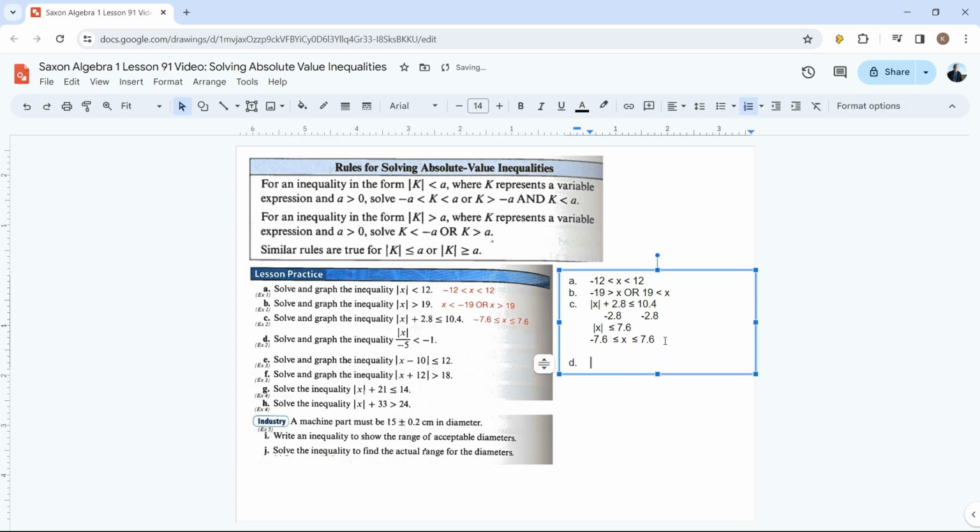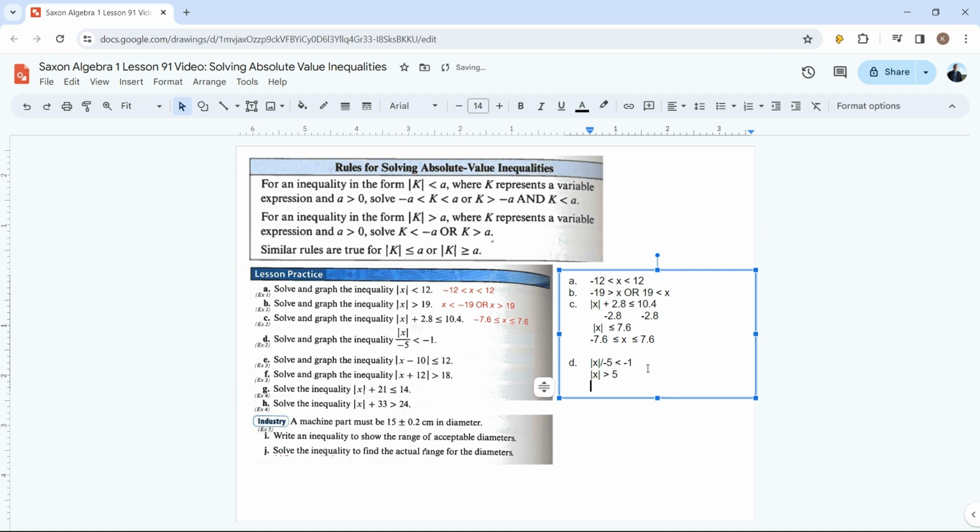Okay, in letter D, we need to solve and graph the inequality. Watch this. I have the absolute value of x over negative 5 is less than negative 1. I need to get x on a side by itself, so I'm going to multiply both sides by negative 5. When I do that, I'm multiplying both sides by negative 5, which flips the sign, so I get the absolute value of x is greater than 5.